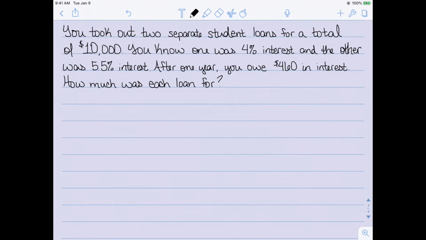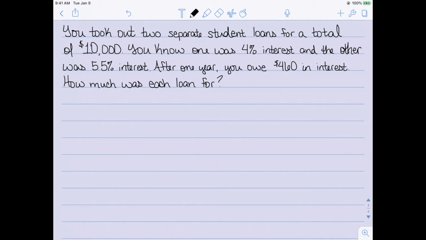You took out 2 separate student loans for a total of $10,000. You know that one of those is at 4% interest and the other was at 5.5% interest. And after 1 year, you owe $460 in interest. So we want to figure out how much was each loan for.